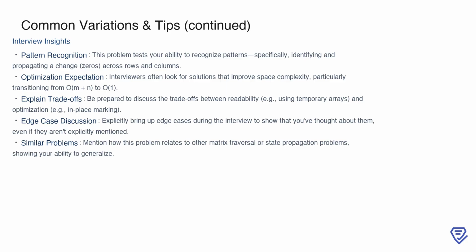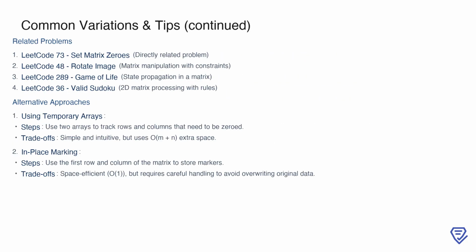Additionally, highlighting how this problem relates to other matrix traversal or state propagation problems shows that you can generalize solutions across different scenarios. This problem is directly related to other matrix manipulation challenges on LeetCode. For example, in LeetCode 48 Rotate Image, you also work with constraints to modify a matrix in place. Similarly, LeetCode 289 Game of Life involves propagating states across a matrix, while LeetCode 36 Valid Sudoku requires processing a 2D grid under specific rules.